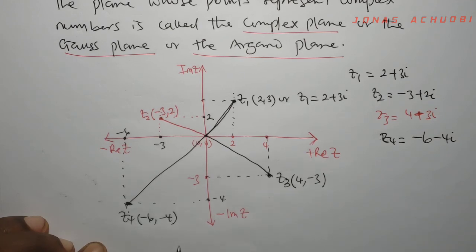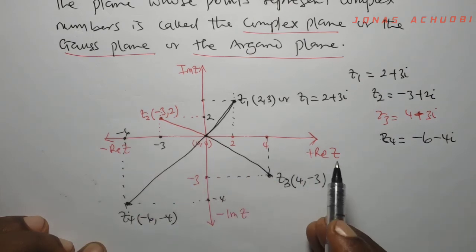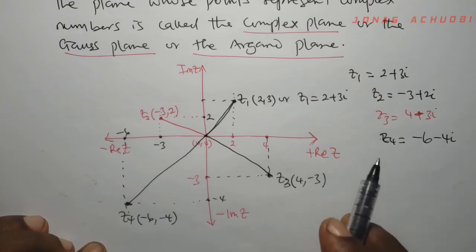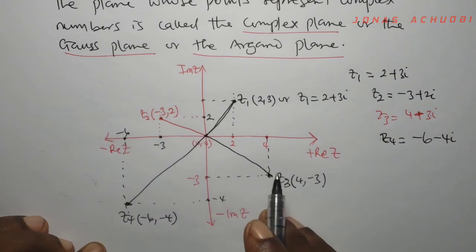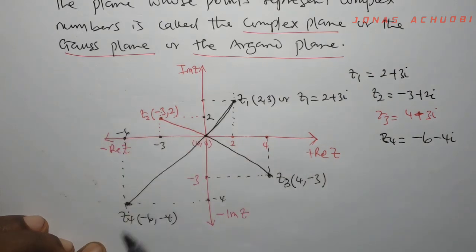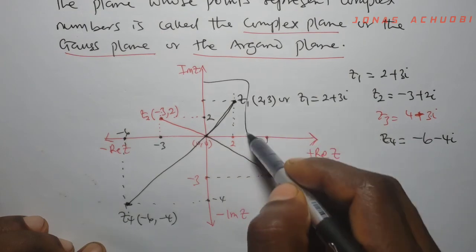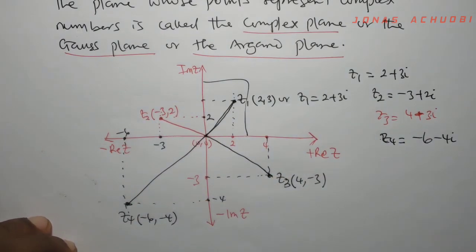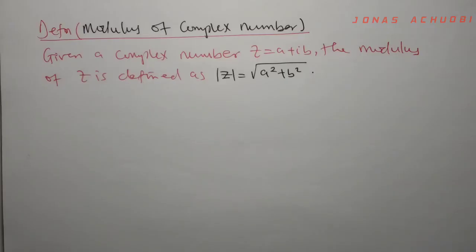Minus 4. It is important to learn how to locate points on the Argand plane or the Gauss plane, because later on, when we shall be dealing with the argument of a complex number, it will be very important to know how to locate your complex numbers on this plane. And of course, this plane is divided into what they call 4 quadrants: the first quadrant, second quadrant, third quadrant, and the fourth quadrant. We'll make comment on this a while later.